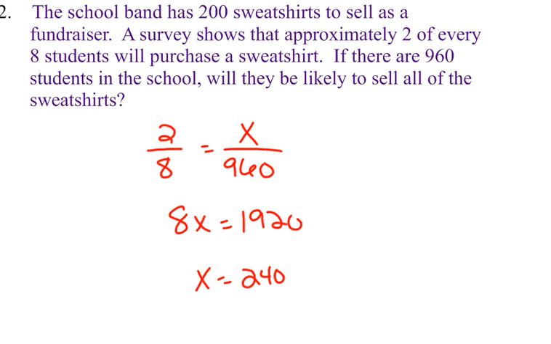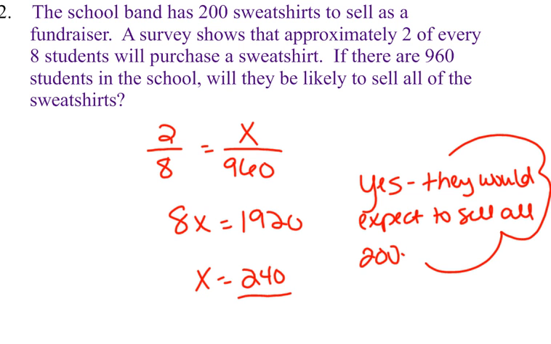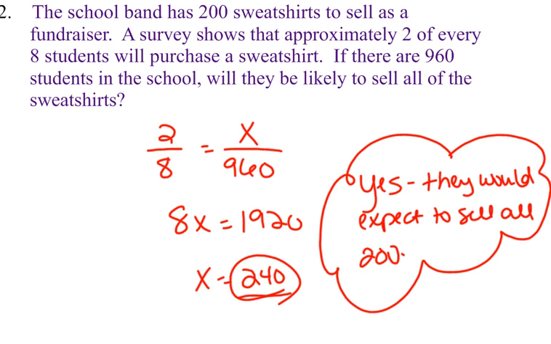So I would say, yes, they would expect to sell all 200. Now, since the number is bigger than 200, that's why it shows that. I'm not saying they will sell all 200, right? I'm not sure. About every 2 out of 8 people buy it. That's not guaranteed, so I say they're expecting it. If it didn't happen, I wouldn't be totally shocked, but it probably will happen, right? If they're expecting to sell 240, we think they'll all sell out.